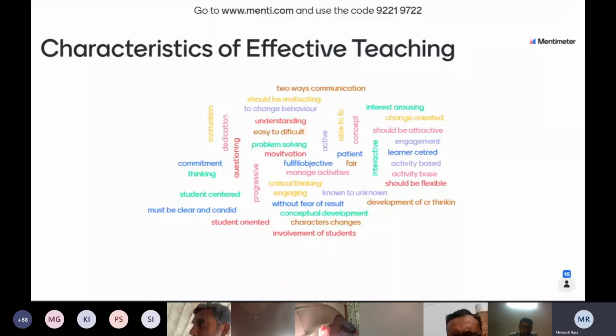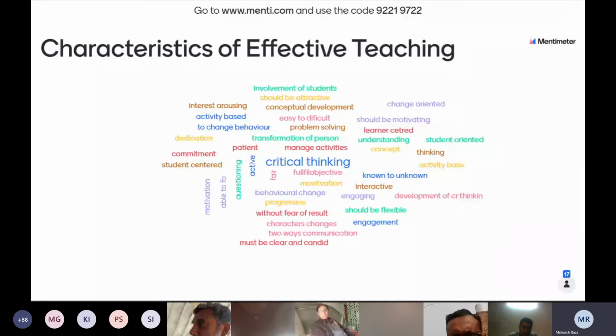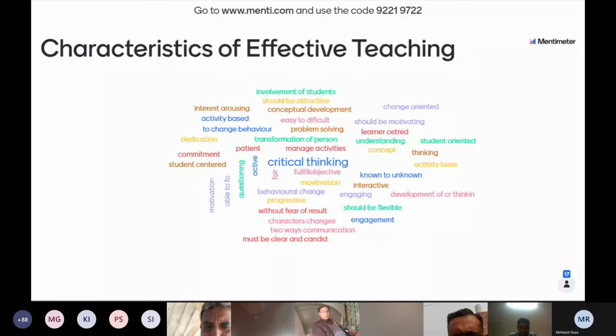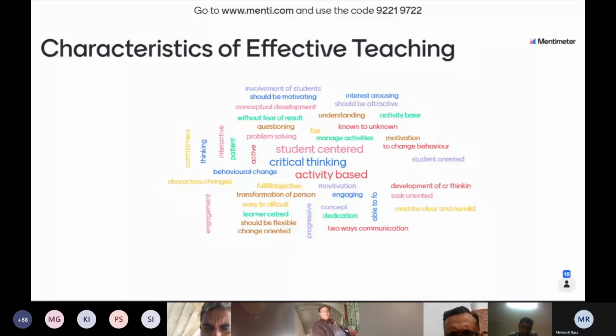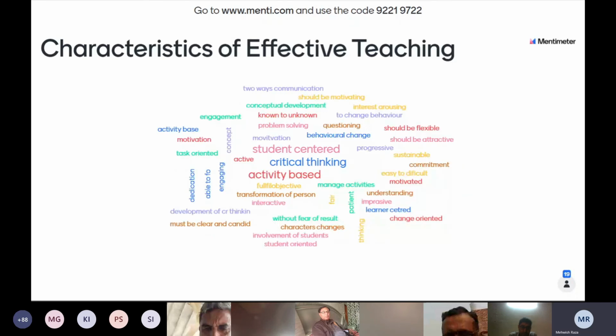अगर आप अपने responses को अब देखें, almost 17 people have responded to the question. Some things really stand out, and some of these answers are yet again very subjective. For example, critical thinking, motivation, flexibility, behavioral changes. Now, these are all extremely subjective.